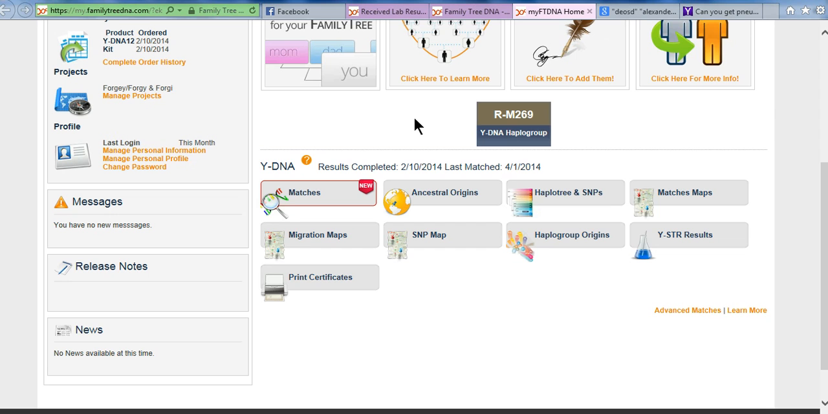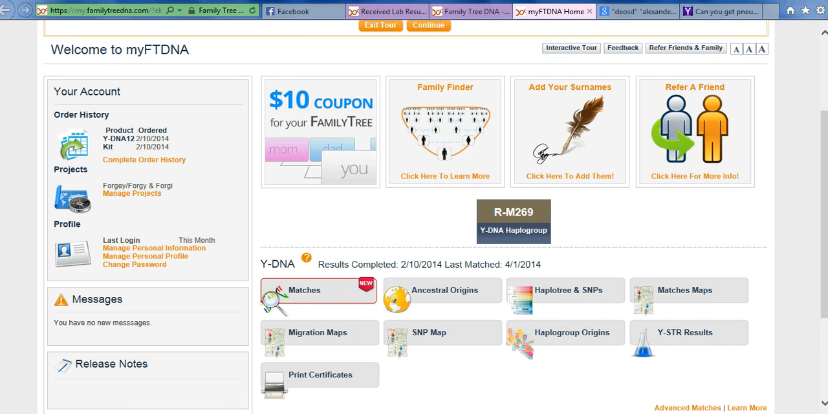Then we have the I1 group, which the Robert Forgey family of Pennsylvania belongs to, and that would be a Viking haplogroup. So their ancestors were of Scandinavian Viking origin. And that's where we stand right now.